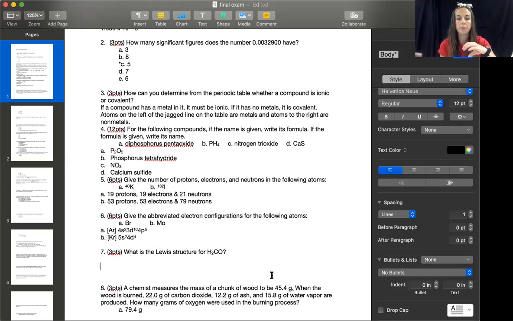Then I have a carbon. My carbon has 4 valence electrons because it's in the 4th column of the periodic table. So that's going to have 4. And then oxygen is in the 6th column, so it has 6 valence electrons. So I have 1 plus 1, that's 2, plus 4 for carbon, that's 6, plus 6 more for oxygen. So I have 12 to work with total. So I have to make sure when I do my configuration that I have 12 total valence electrons.